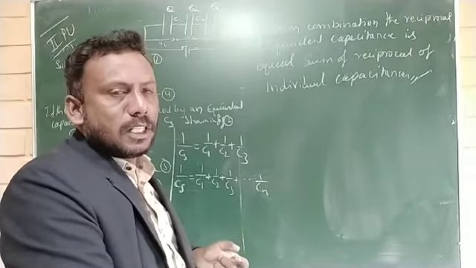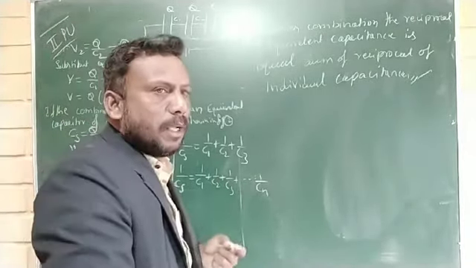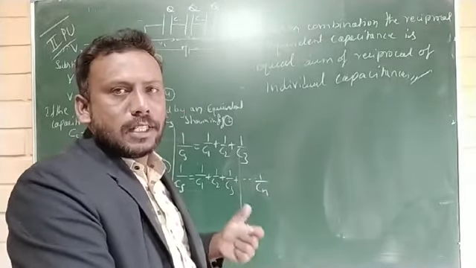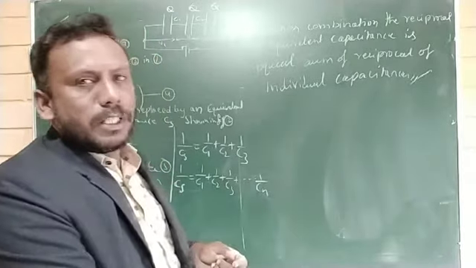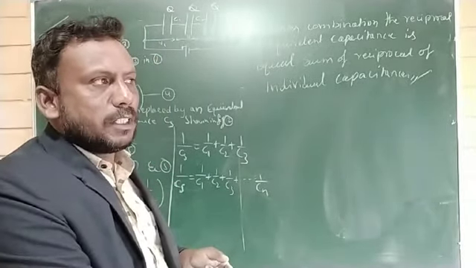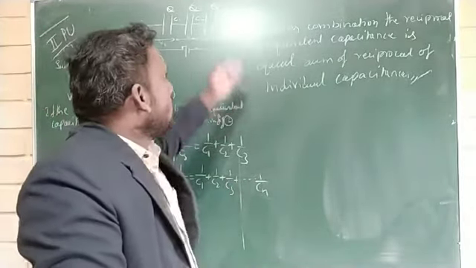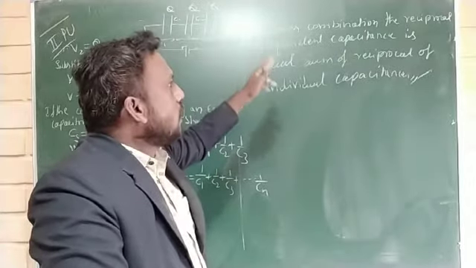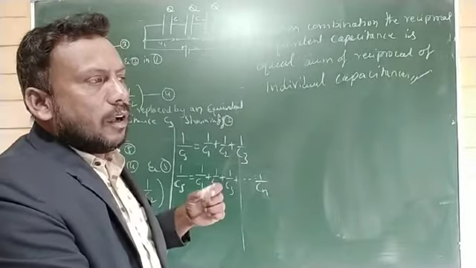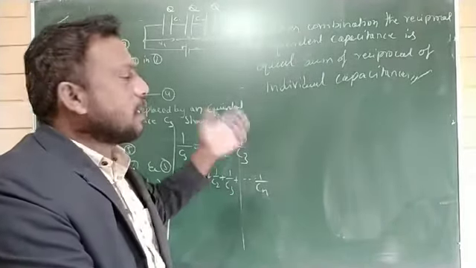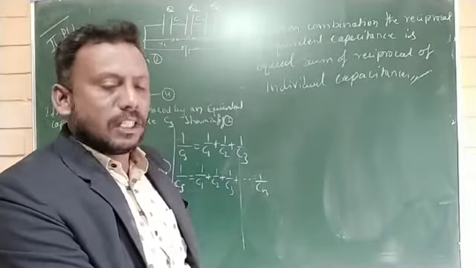If they ask three capacitors, 1 divided by CS is equal to 1 divided by C1 plus 1 divided by C2 plus 1 divided by C3. In general, if n number of capacitors are connected, 1 divided by CS is equal to 1 divided by C1 plus 1 divided by C2 plus 1 divided by C3 plus and so on up to 1 divided by Cn. After that, in series combination, the reciprocal of equivalent capacitance is equal to the sum of reciprocals of individual capacitances. Okay, this is the complete derivation of series combination.